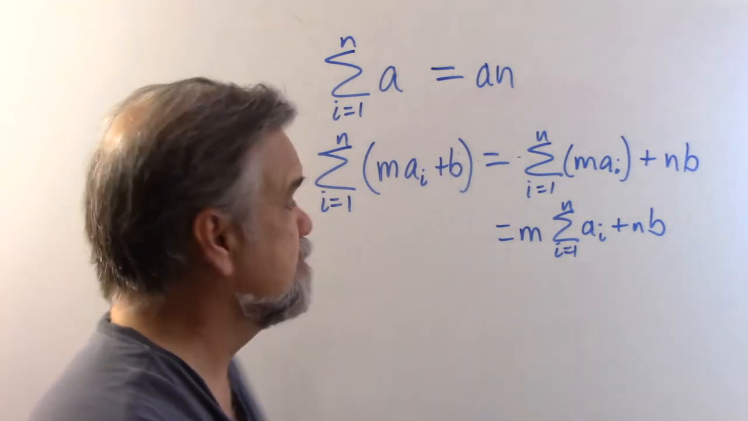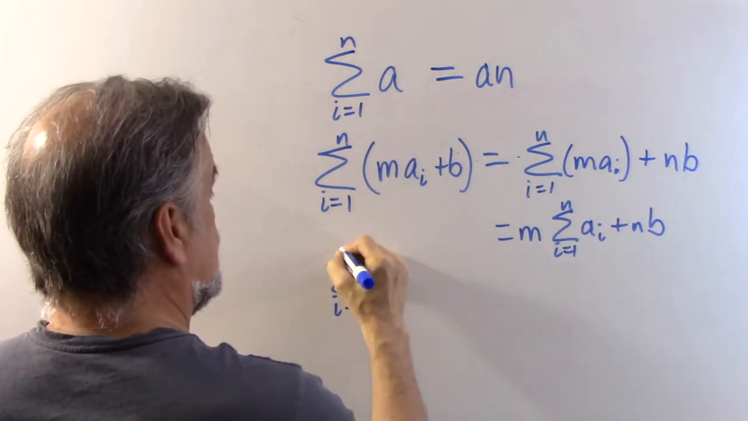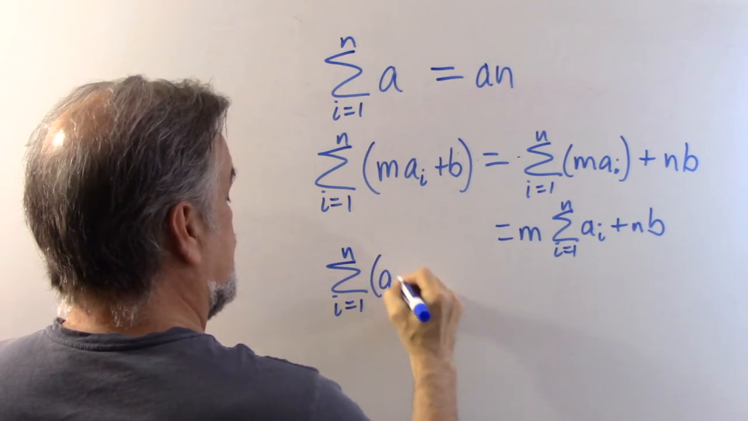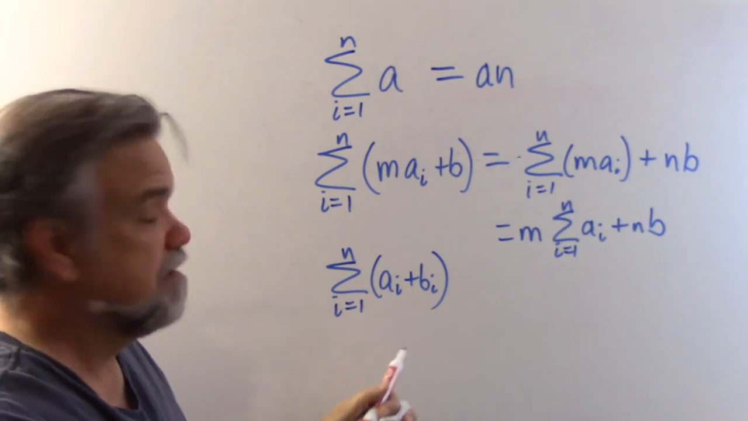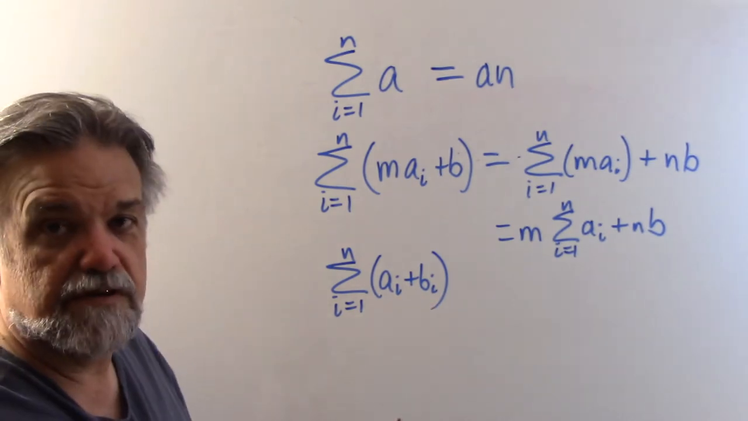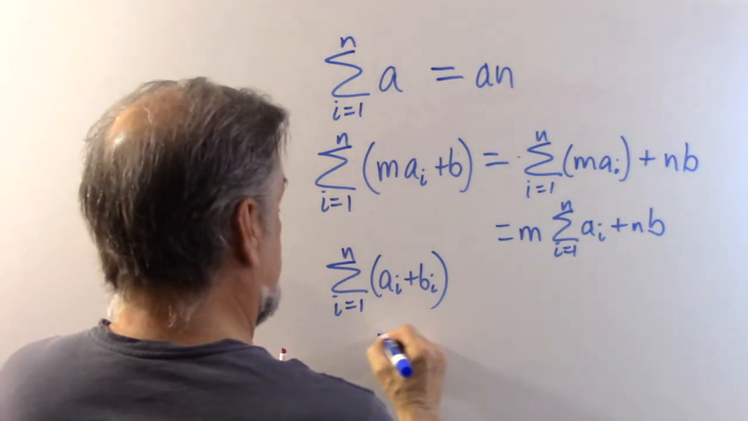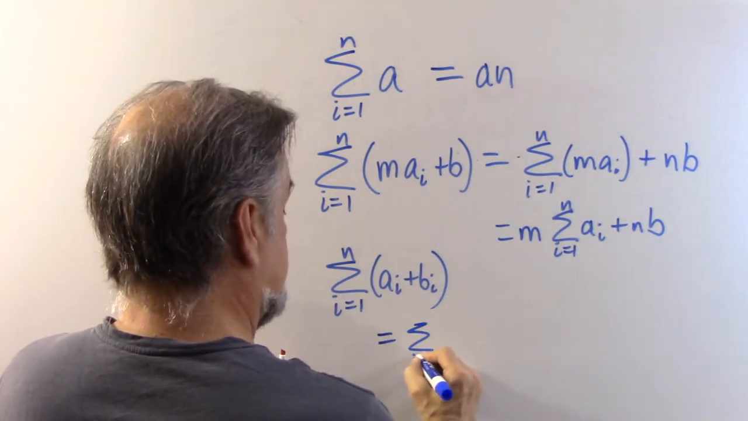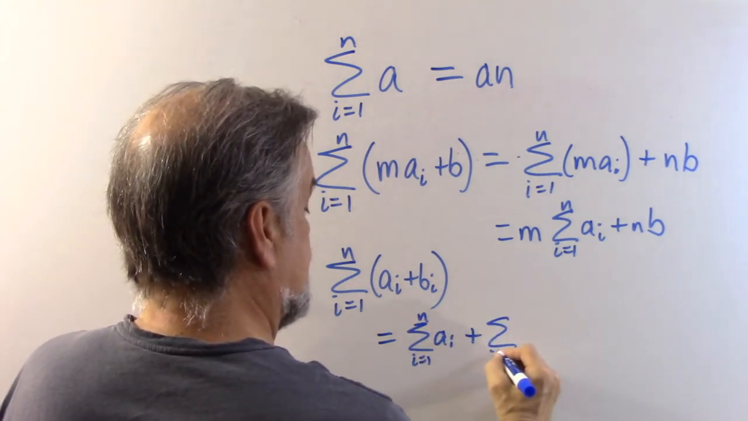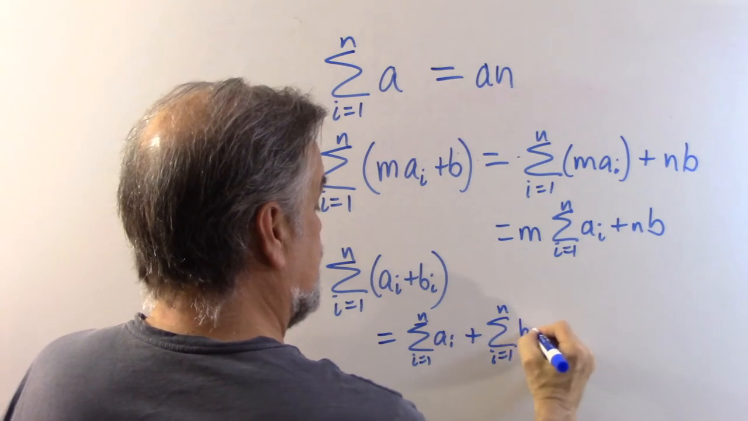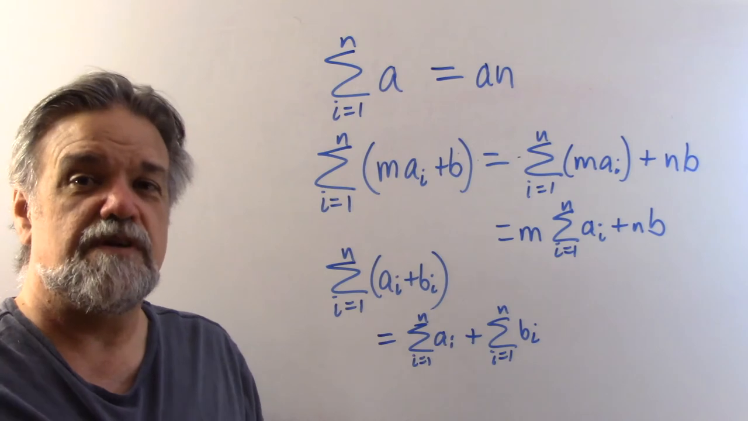Okay, and the last thing I want to show you is that if you have one sum, I equals 1 to n of ai plus bi, you can split this into two different series very easily because of the commutative property. This is going to equal the sum as I goes from 1 to n of ai plus the sum as I goes from 1 to n of bi. All right? Good properties to know about series.